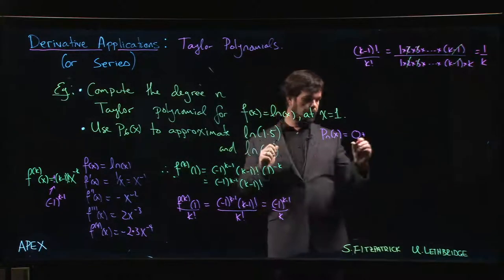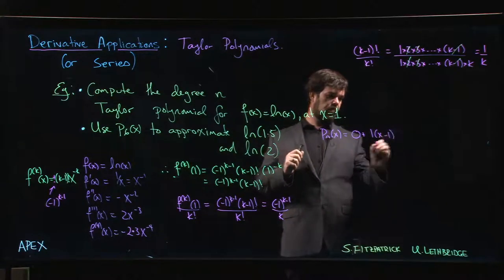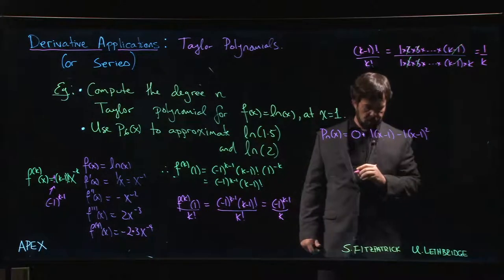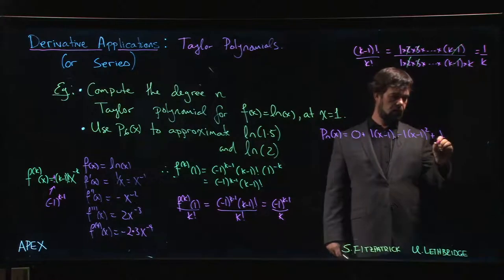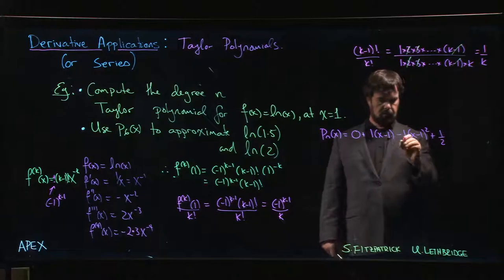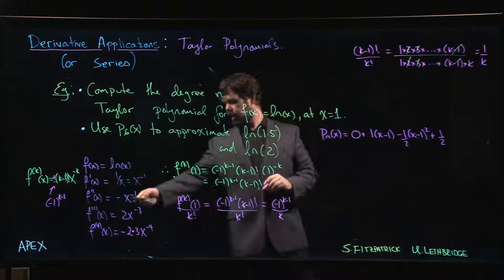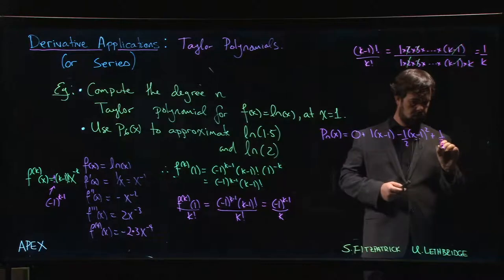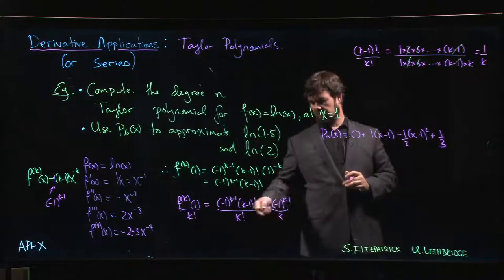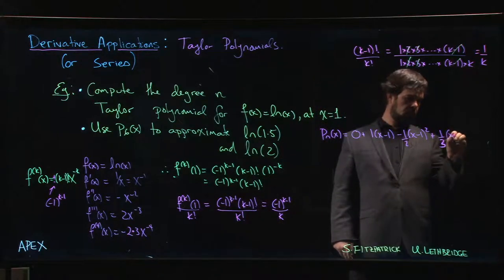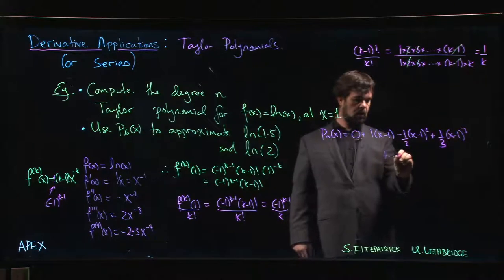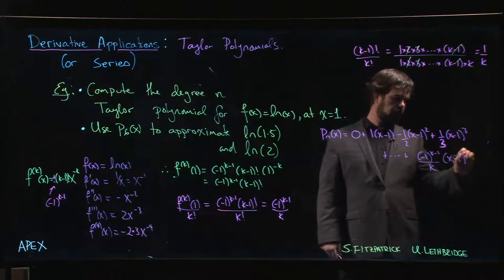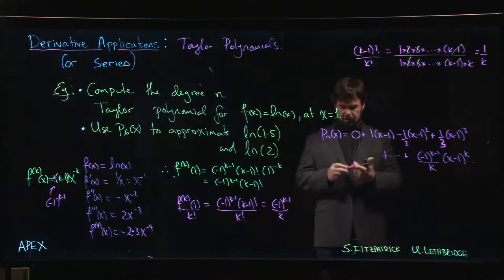f prime is 1 times x minus 1. F double prime is minus 1, times x minus 1 squared, right? Then plus 1, oh, sorry, 1 half there, right? Minus 1 from here, but then we had to divide by 2 factorial, so minus 1 over 2. And then 1 third, right? Because 2 factorial over 3 factorial leaves me with the 1 third, times x minus 1 cubed, and so on, right? Minus 1 to the k minus 1 over k times x minus 1 to the k. There's your degree n Taylor polynomial.